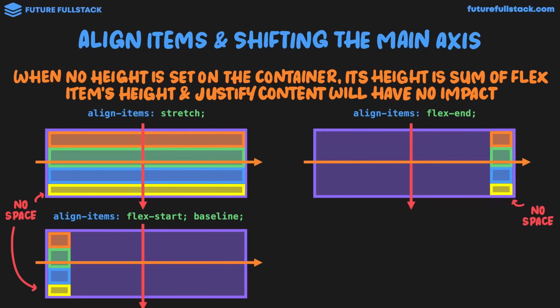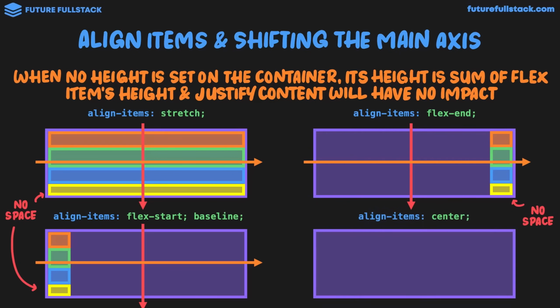The last value is align items center. Once again, we have our flex container, our main axis running from top to bottom, our cross axis running from left to right, and our flex items will be positioned like this. That is, they're centered along the cross axis, and in this case, centered horizontally. And once again, because our flex container's height is being defined by the sum of the flex items' height, there is no vertical space. So justify content will not work.